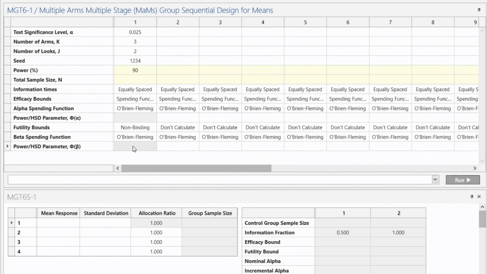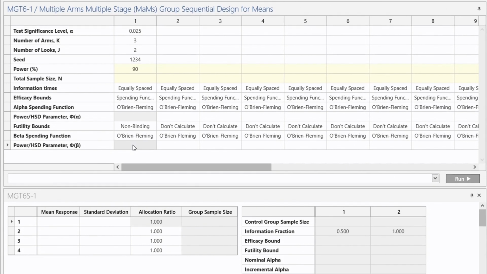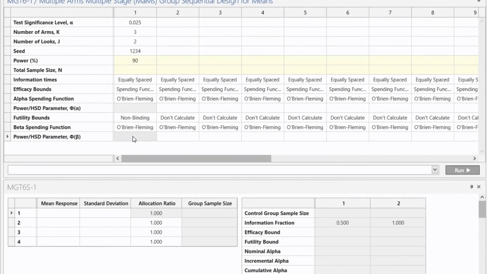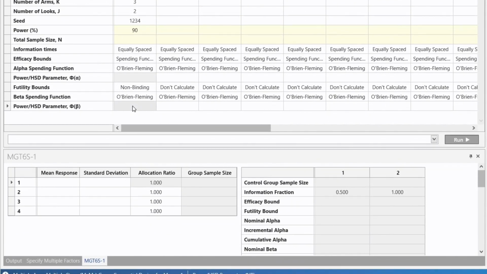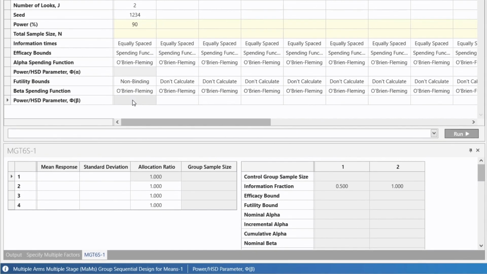Remember that in the context of a MAMS group sequential design, the efficacy and futility bounds are in terms of the maximum effect achieved, and only if the maximum effect were to cross the efficacy bound or be below the futility bound would we stop early.